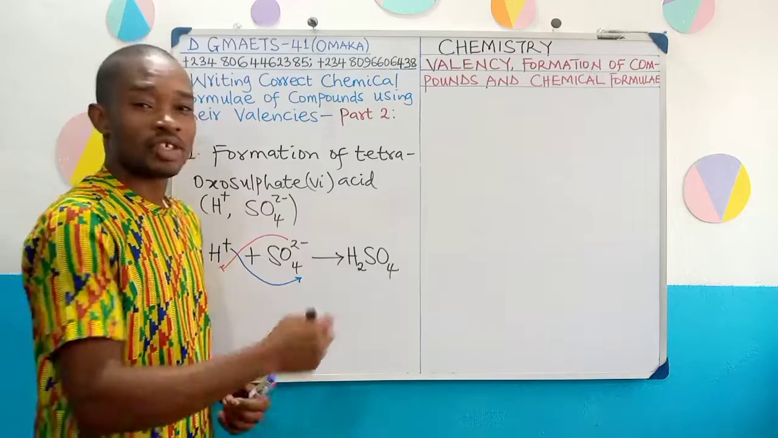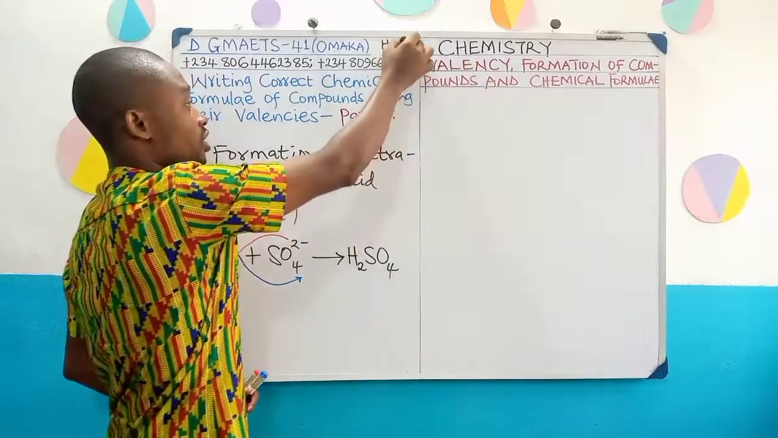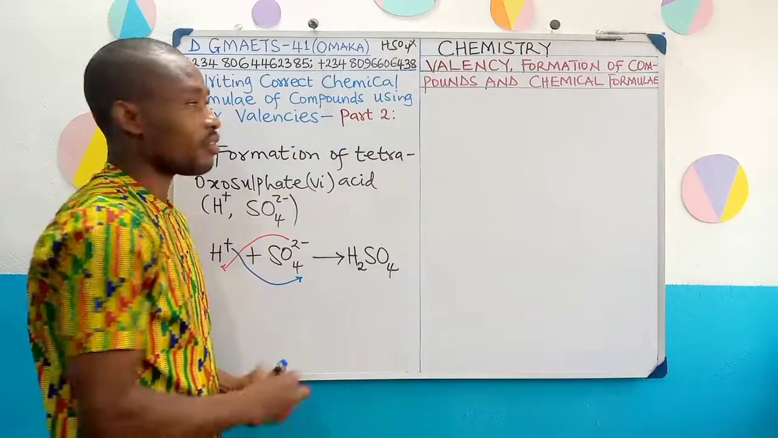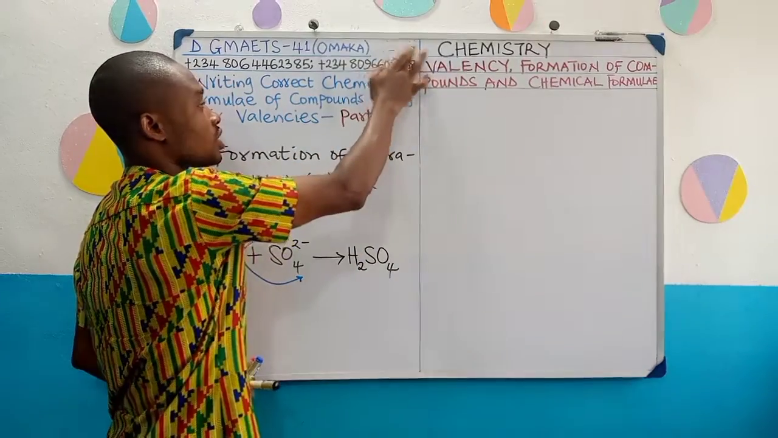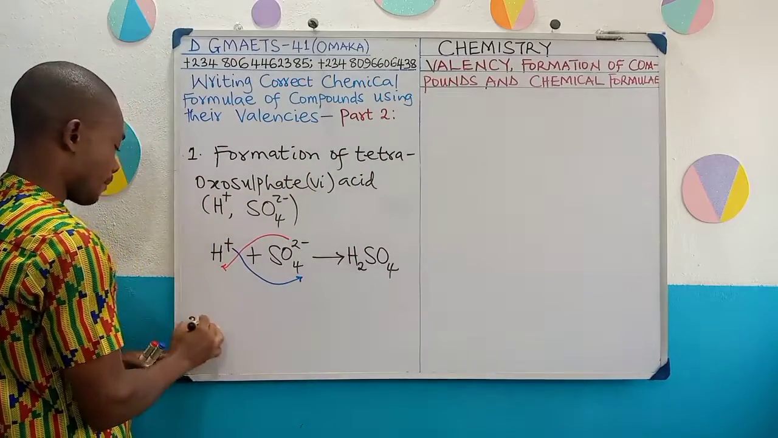Therefore, never you write tetraoxosulfate 6 like HSO4, okay? We didn't do that. This is very, very wrong. It's always H2SO4. Let's look at the next one.